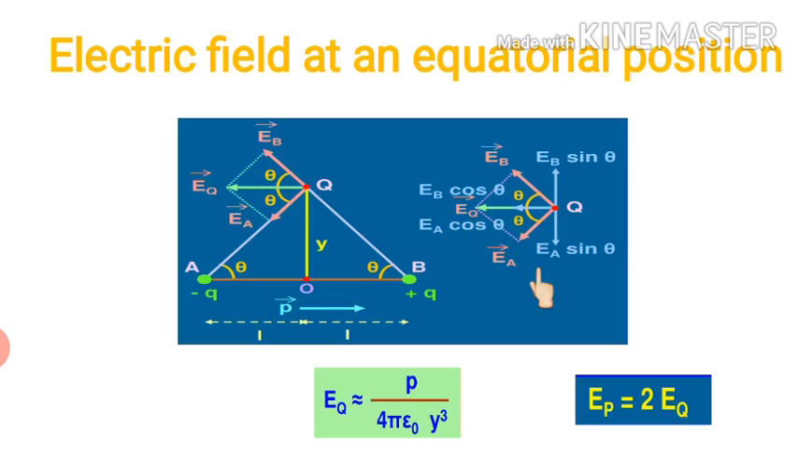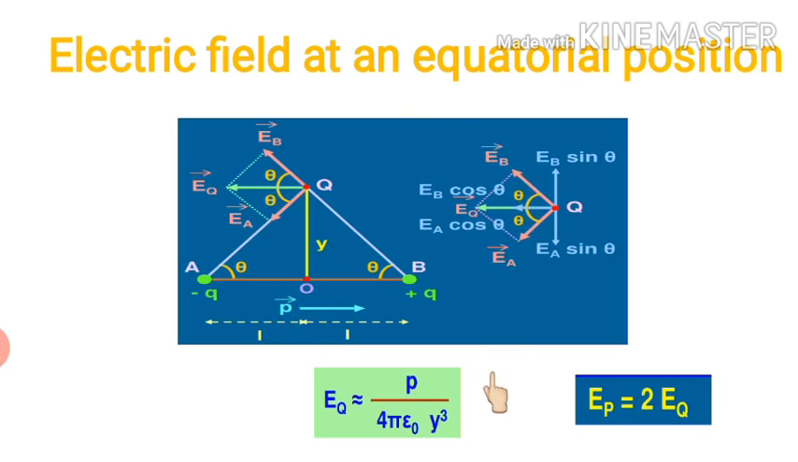Now we can clearly see that EB sin theta and EA sin theta are equal and opposite, so they cancel out each other. It means the net electric field at point Q will be only due to these two components, EB cos theta and EA cos theta. So the net electric field will be equal to EA cos theta plus EB cos theta. Again, the derivation I have done in my previous video, so you can go through that video.